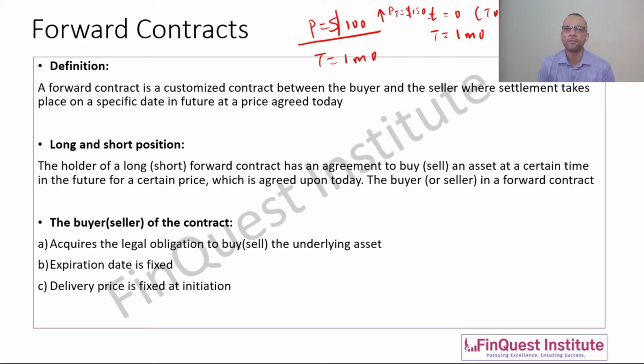So I am saving $50 on my trade. Now contrast this with a scenario where the price of the asset has dropped. So let's say the price at maturity is just $50. Now here I would feel that I would have been better off not entering into the forward contract, because in this case I have to still pay $100 even though the market price for that asset has dropped to $50.